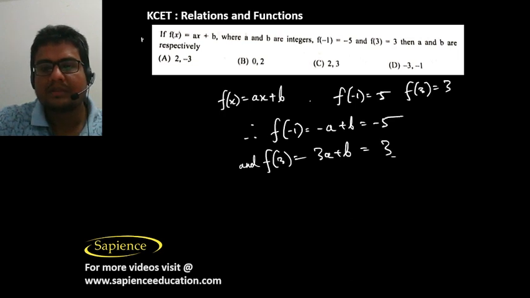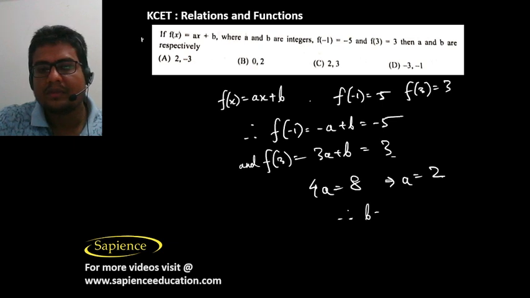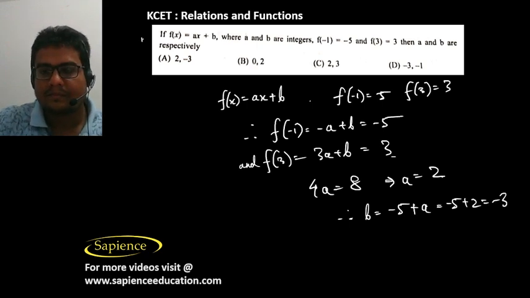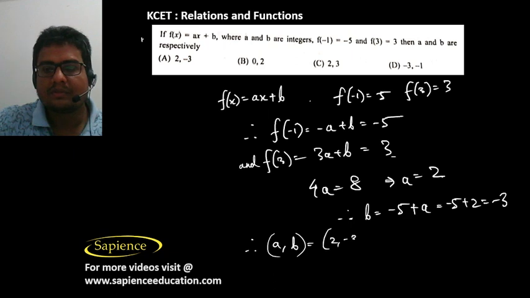So now if we subtract these two equations, then we will get 4a equal to 3 minus of minus 5, that is 8. So a equals 2, and therefore b will be equal to minus 5 plus a, which is minus 5 plus 2, that is equal to minus 3. So therefore a and b are 2 and minus 3. So option A is the correct answer.